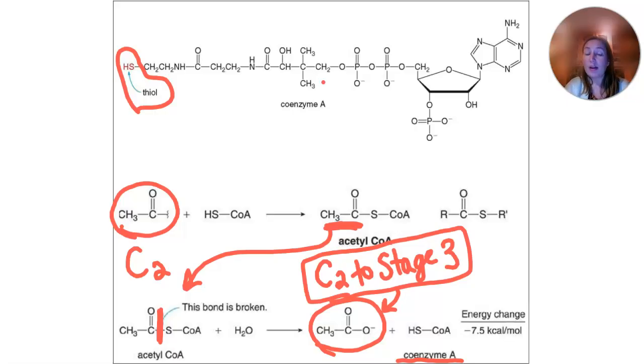Now, how we derive or get acetyl-CoA from these different specific metabolic pathways in stage 2 is something that we're going to get into more detail in later videos.